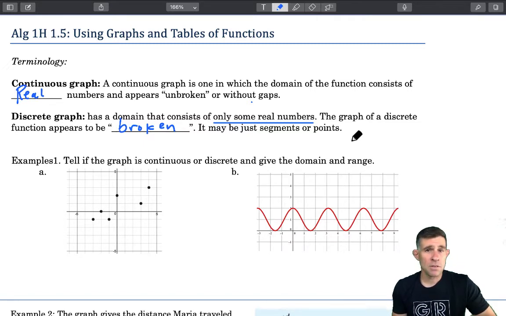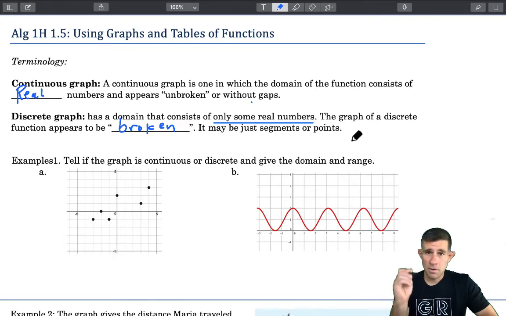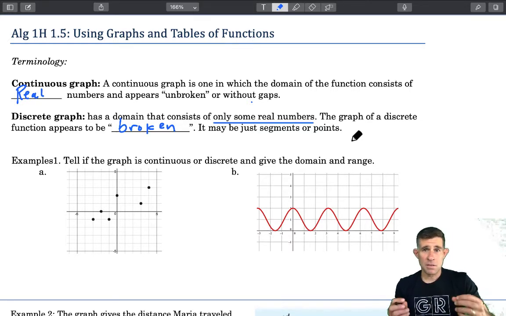Today we're going to take a look at two different types of graphs, a continuous graph and a discrete graph. Continuous simply is a graph that can be drawn by putting your pencil down on the paper and drawing it from beginning to end. There are no unbroken pieces of that graph. A discrete graph, on the other hand, is going to appear broken. It's going to be either line segments or just a random bunch of discrete points plotted on the graph.